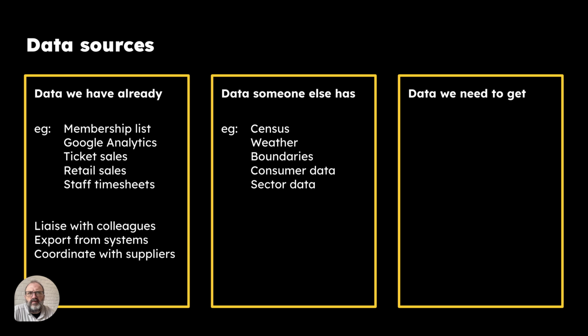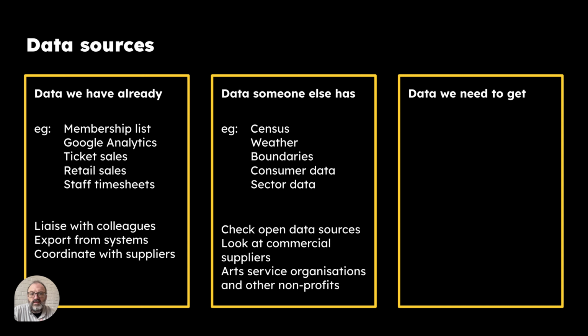Data someone else has might be the census. It might be the weather. It could be boundaries, so geographic boundaries, like the postal code areas, for example. It could be consumer data, so information that's been gathered through surveys or purchasing that other organizations hold. It could be sector data. To get hold of that, you can check open data sources, of which there are many. You can look at commercial suppliers. There are organizations that will sell you data. You can also connect with arts service organizations, such as Arts Etobicoke and other nonprofits who often are gathering and working with data.